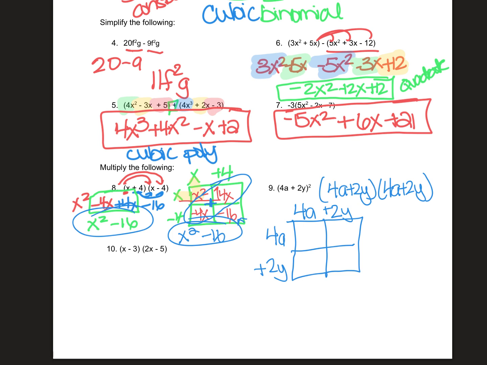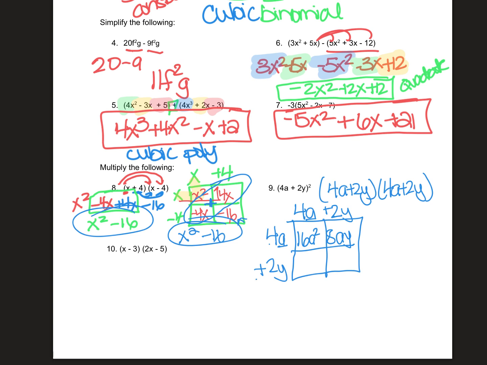Okay, so let's start. I'm going to first take care of my coefficients. What's 4 times 4? 16. And then how many a's? 1, 2. Now go across. 4 times 2 is 8. Okay. Now be careful. I have an a and a y. They're not like terms. So I just write them together like that.